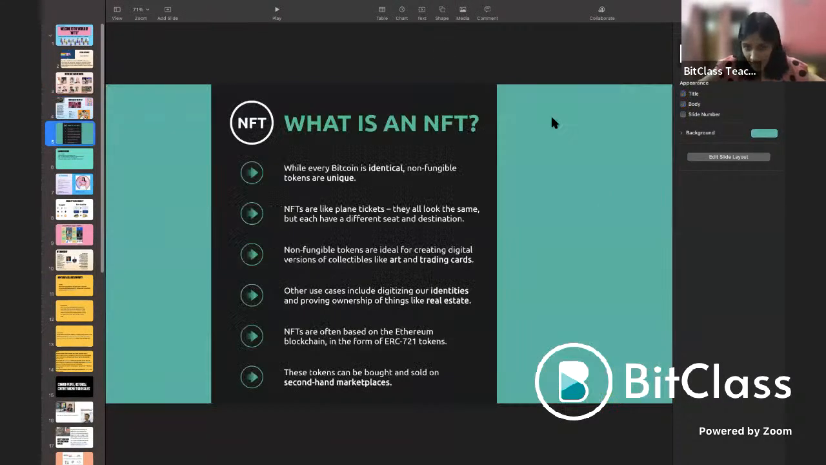Then here are the technical definitions of what an NFT actually is. See, every Bitcoin, every rupee, every 20 rupee note is equal to each other in value, right? But non-fungible tokens are different. They are all different. No two NFTs are the same. I will explain this point later in detail with a very interesting example.